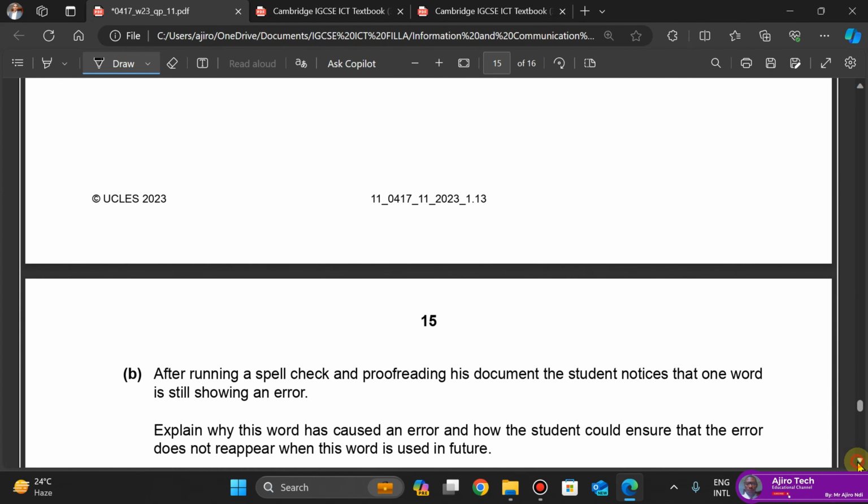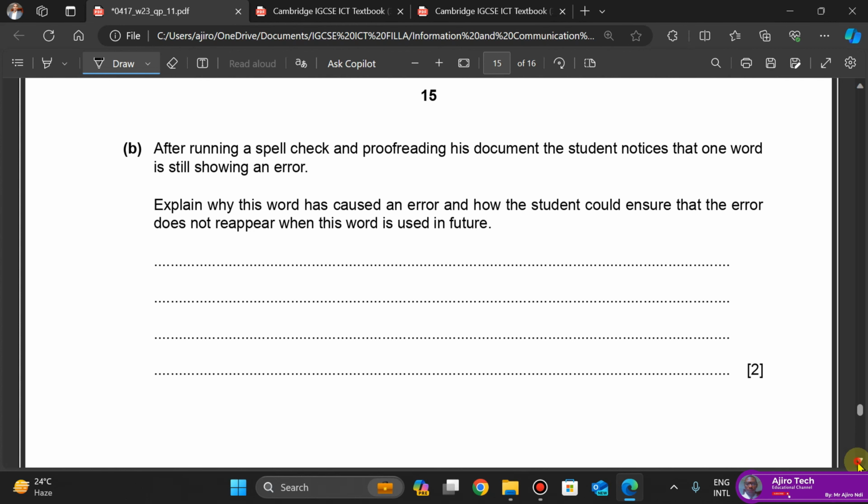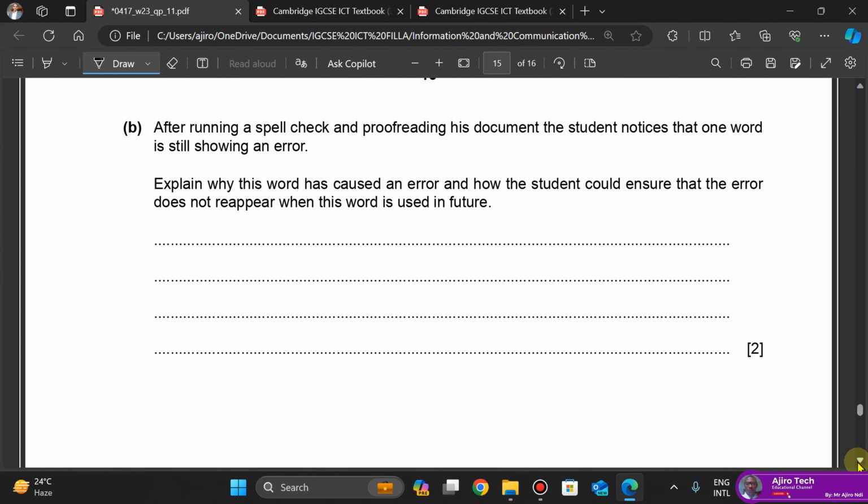Let's look at the other part. After running a spell check and proofreading his document, the student noticed that one word is still showing an error. Explain why this word has caused an error and how the student ensures that the error does not appear when the word is used in future. Okay? Explain why this word has caused an error. So, one, the word does not appear in the dictionary.